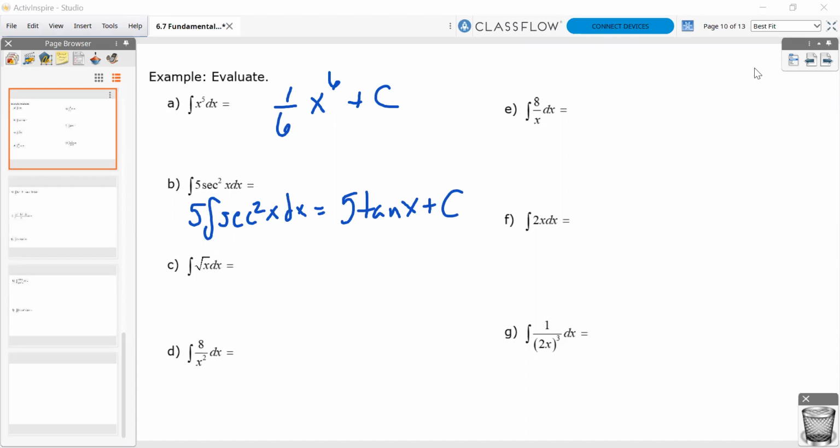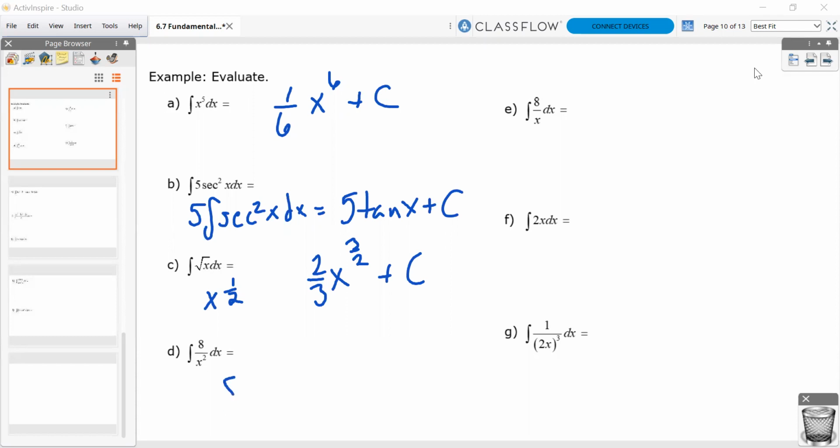C is another example of power rule, except it's a little bit harder to deal with just because we have this fractional power. So when we take the antiderivative here, that's going to get us x to the 3/2. We're adding 1 to 1/2. To deal with the coefficient that we should get from 3/2, we're now going to make it a 2/3. So when we take the derivative of this, we'll just get an x to the 1/2.